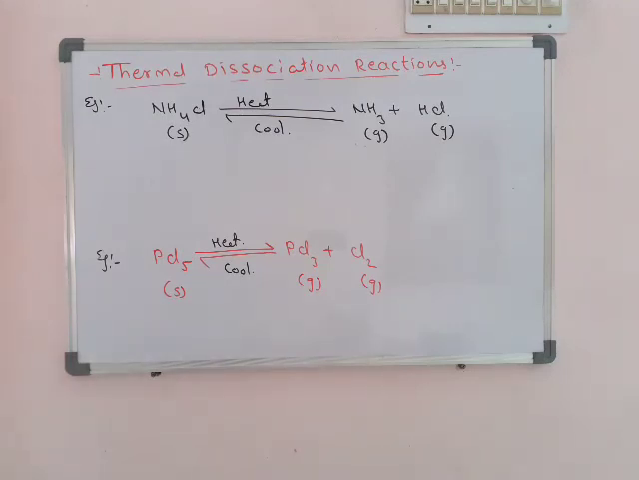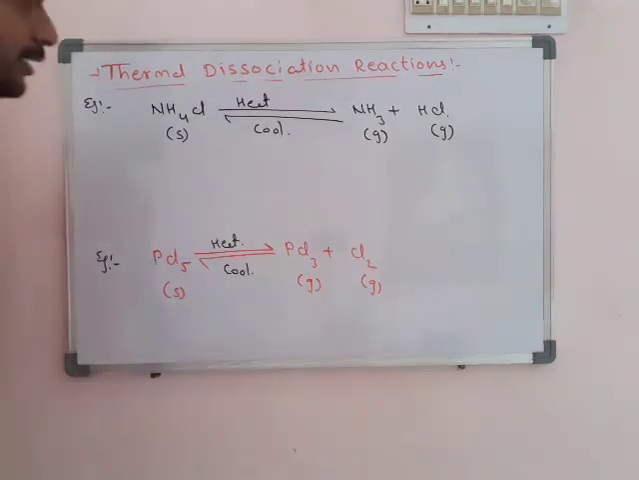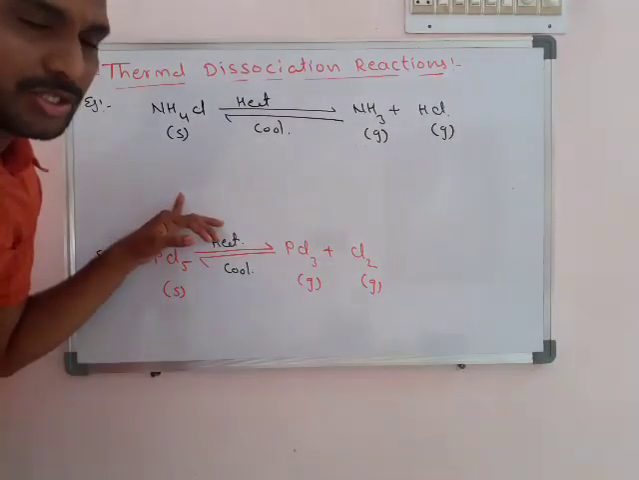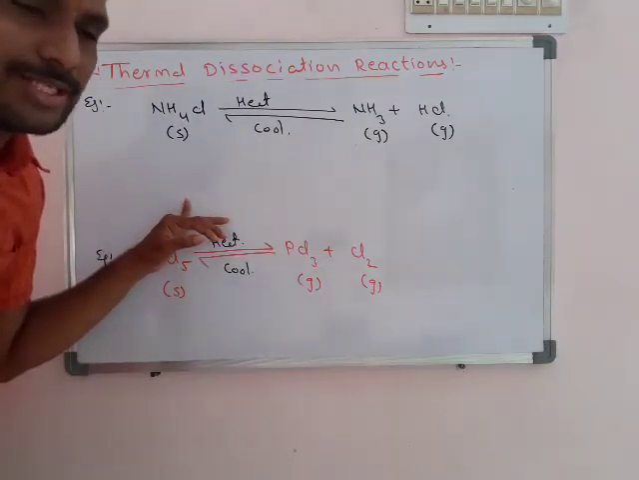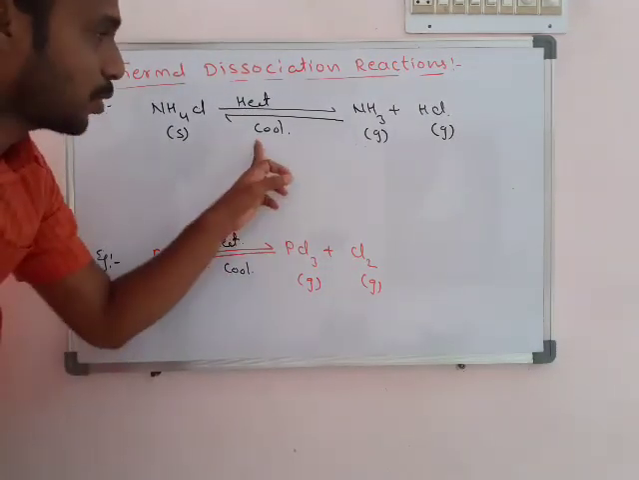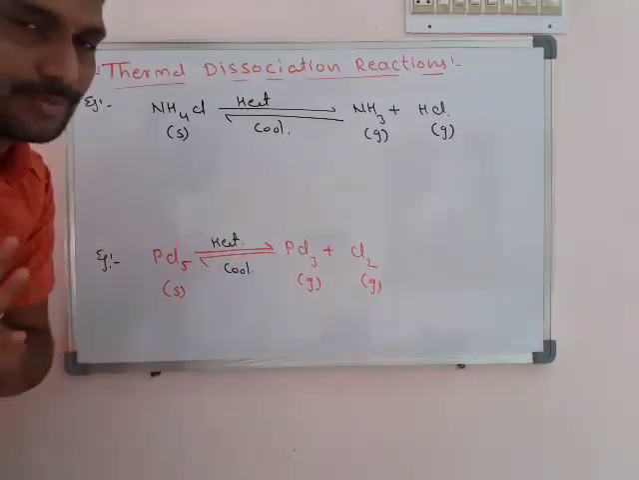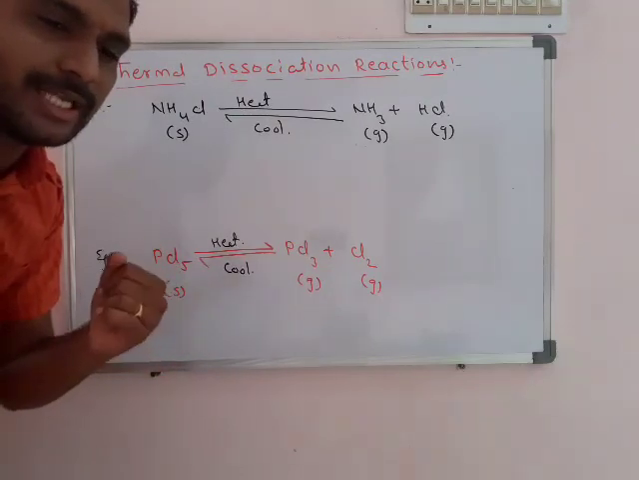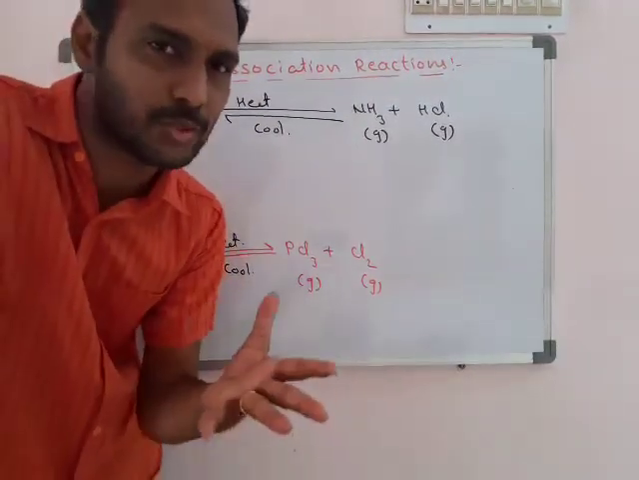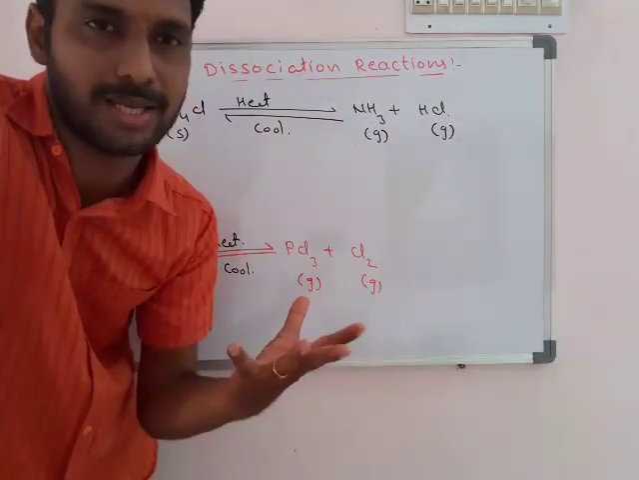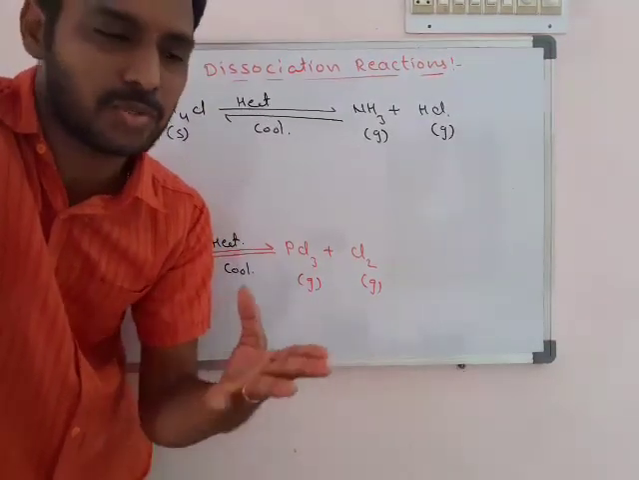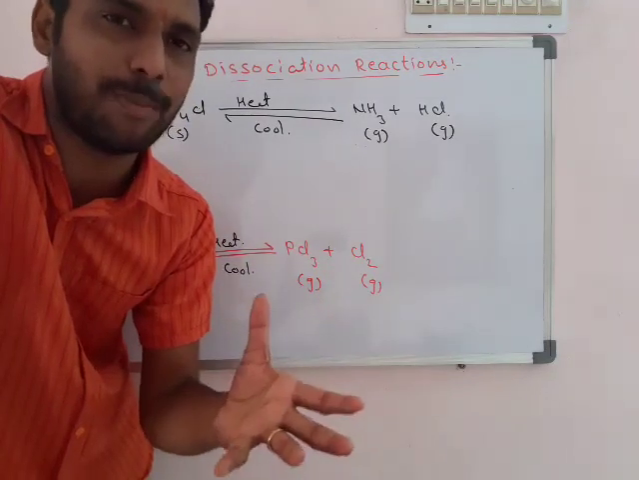One more important thing: decomposition and thermal dissociation look like similar reactions, but in decomposition reactions they are not reversible, only the forward reaction takes place. But in this type of reaction the reverse also takes place, only on cooling. We also said that all reversible reactions take place only in a closed vessel, generally because gases are involved. If gas compounds mix into the atmosphere there is no chance of the reverse reaction, so reversible reactions take place in closed vessels. But solids and liquids can be taken in an open vessel.